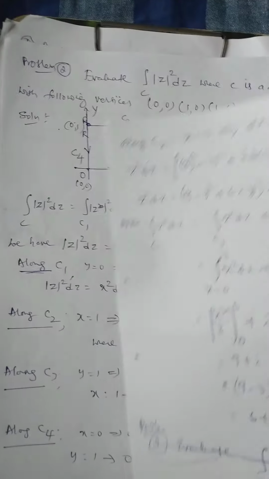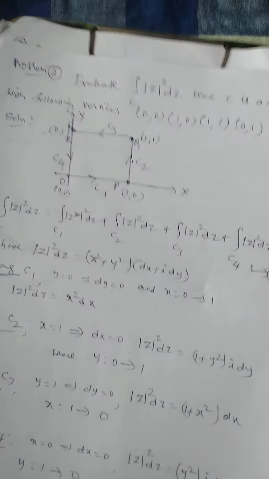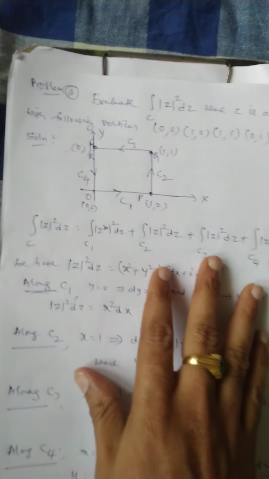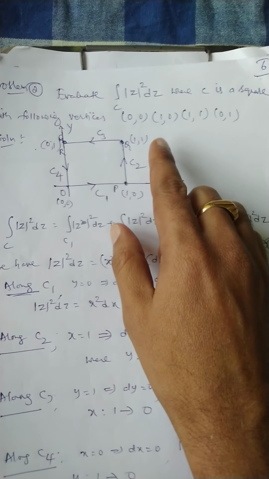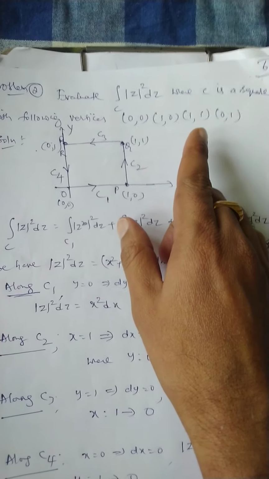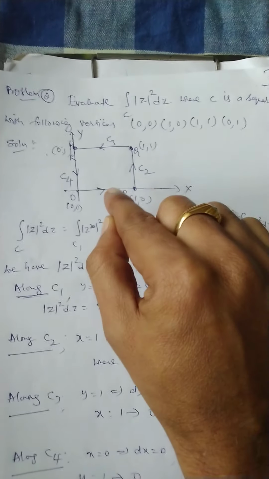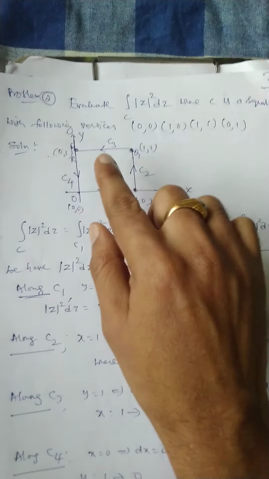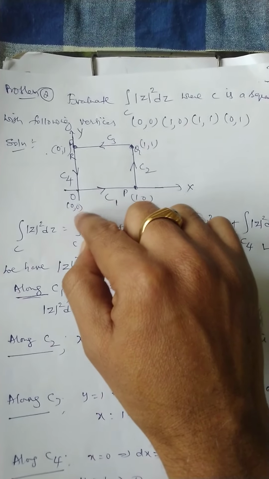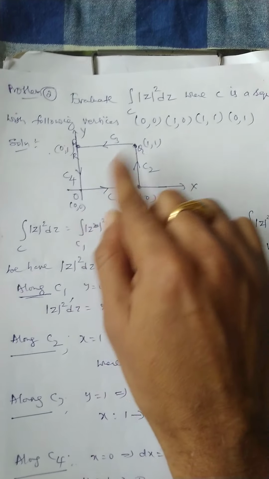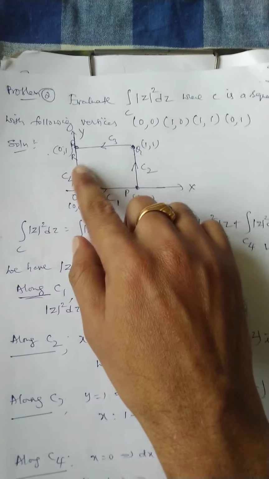Okay, coming to the next problem, number 2. We need to evaluate the integral over C of mod z square dz, where C is the square with the following vertices: (0, 0), (1, 0), (1, 1), (0, 1). I have drawn it graphically: the curve is a square through (0, 0), (1, 0), then (1, 1), and (0, 1).